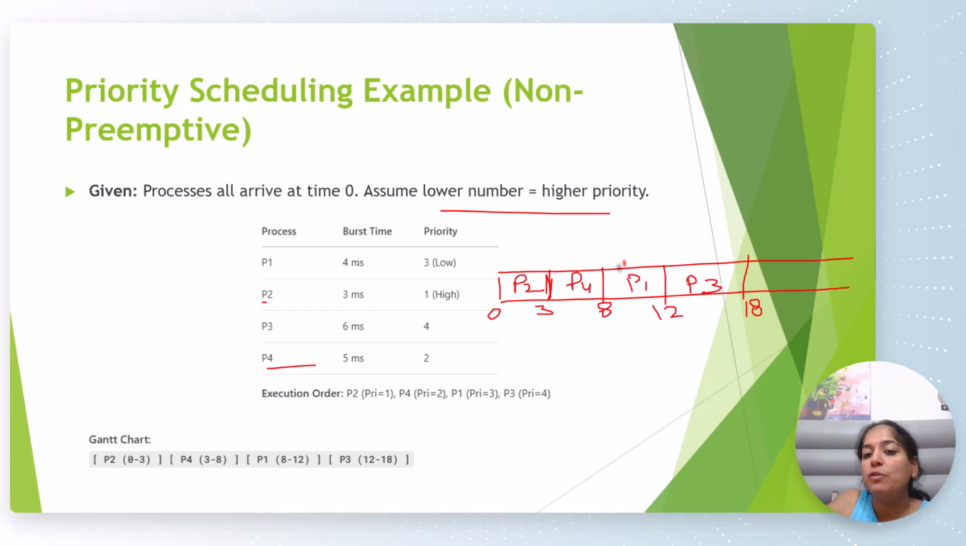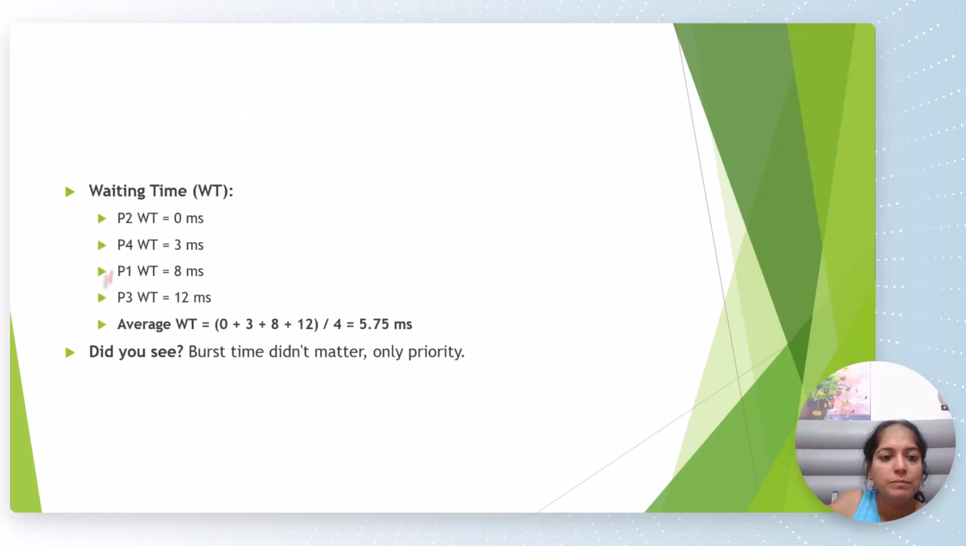Now if you calculate the waiting time, the waiting time for process P1 is 8, for process P2 is 0, for process P3 is 12, and for process P4 is 3. You can calculate the average waiting time, right? So here the burst time does not matter, only the priority matters in the case of priority algorithms.